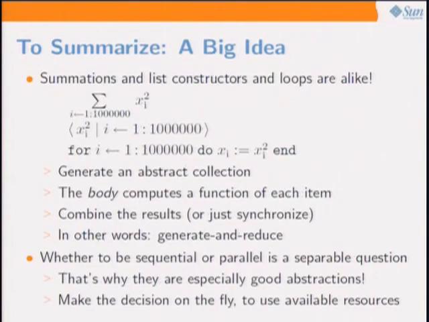So to summarize, summations and list constructors and loops all have different syntax, but they're fundamentally the same idea underneath. You generate a bunch of values, you map over them, applying some body function to them, and then you combine the results using some combining operator. Ideally, that combining operator is associative. That entitles you to use a parallel implementation.